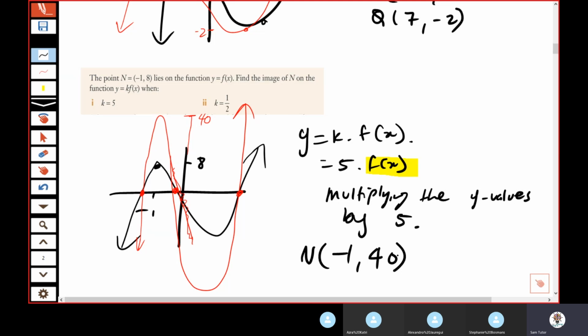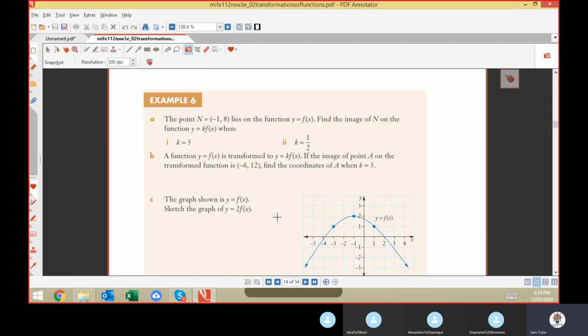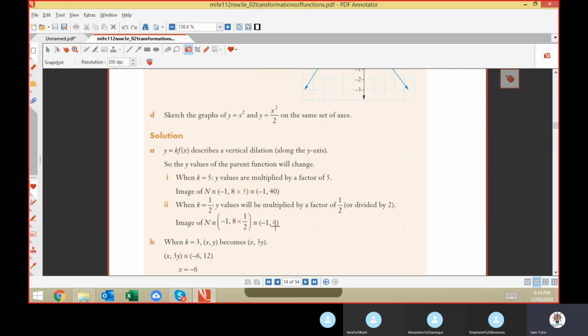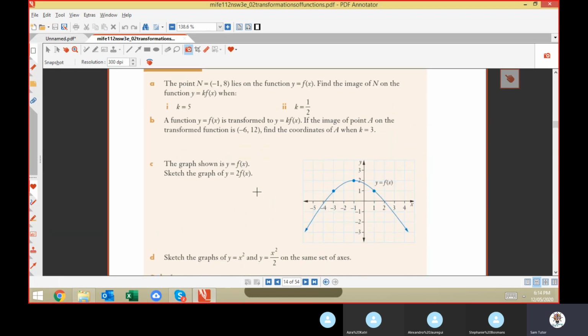That makes sense again, doesn't it? Compared to trying to memorize different formulas for all the different cases. K equals a half. Well, same thing. Now that you know it's half times the y values, it's just going to be 8 times a half, which is 4. And that should be the answer, right? Yep, -1 and 4. Like trying to put ratios in and all this stuff. I don't know why you would want to do that.